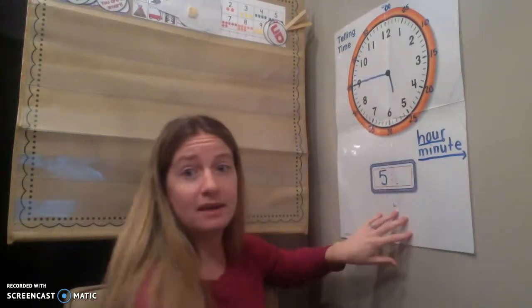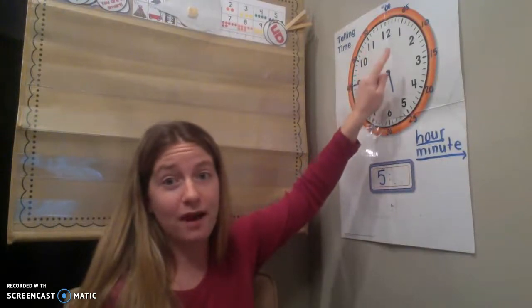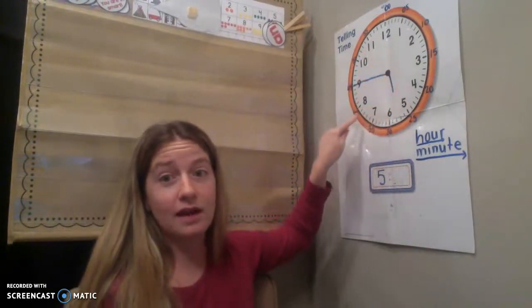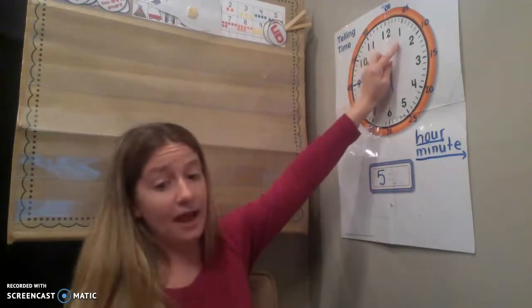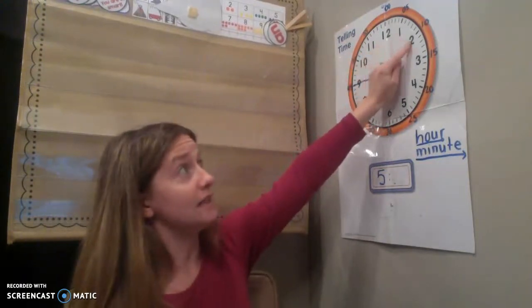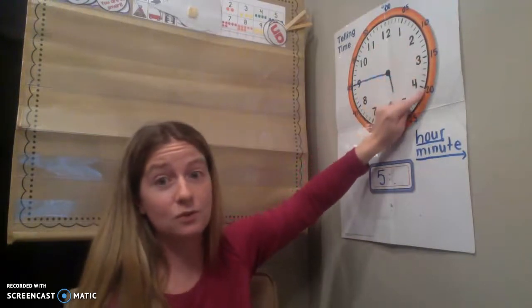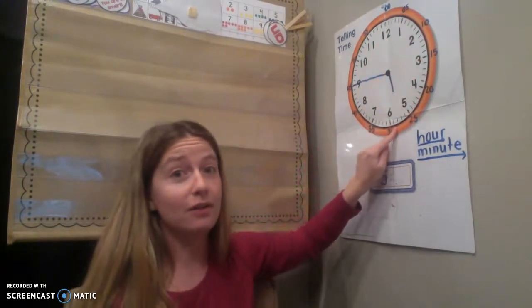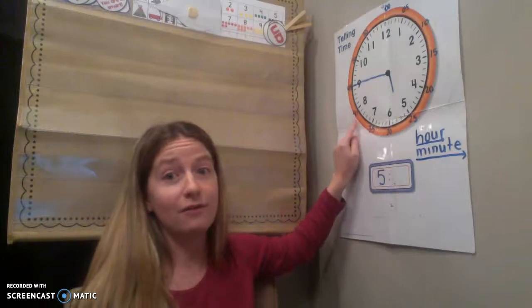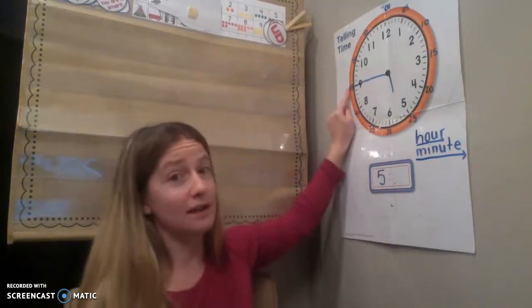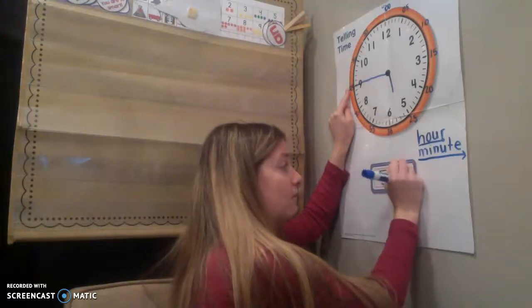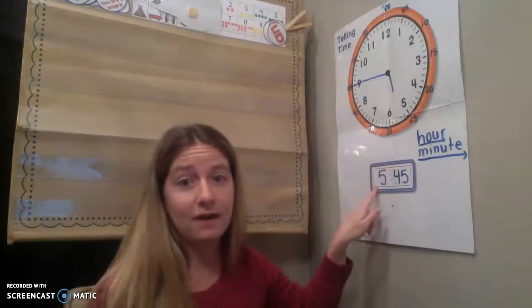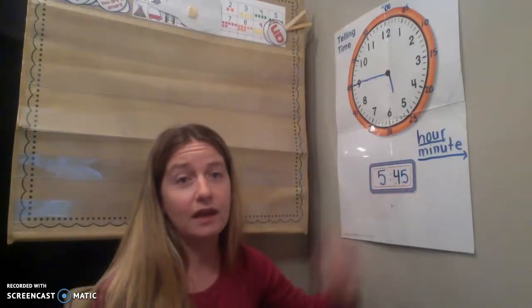To figure out the minutes, we have to count by our fives around our clock until we get to our minutes. So we have 5, 10, 15, 20, 25, 30, 35, 40, 45. So my minutes are 45. So my time, I would read it as 5:45.